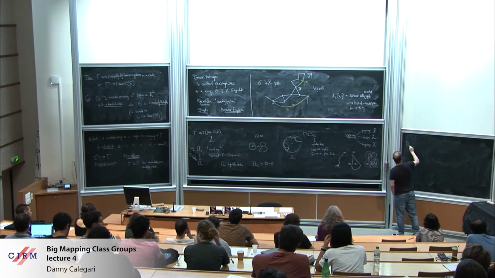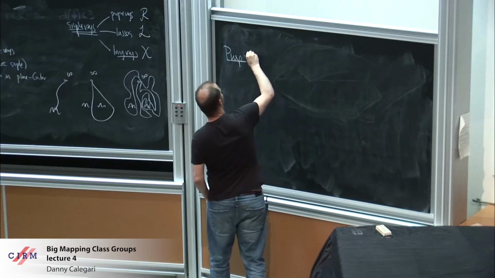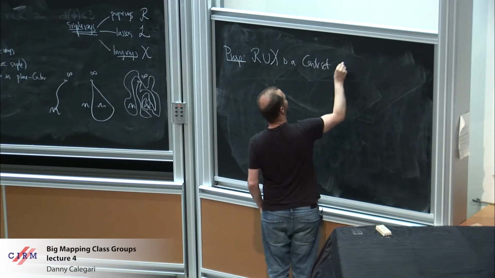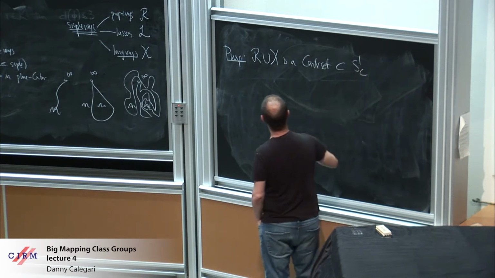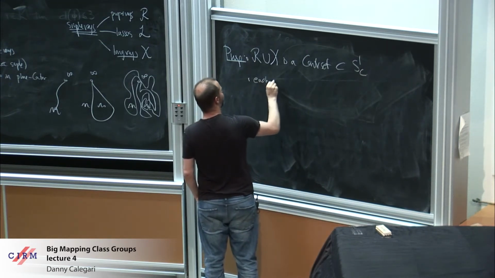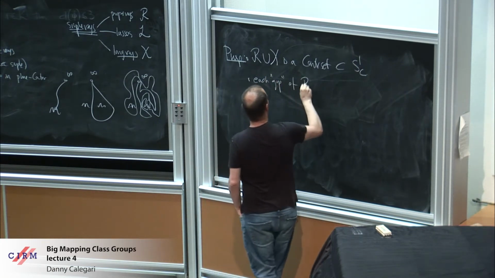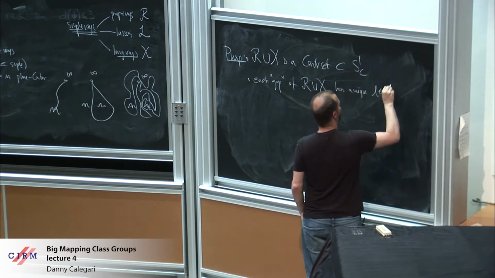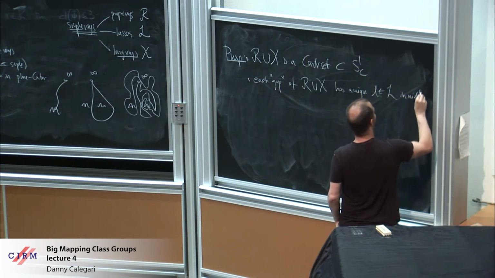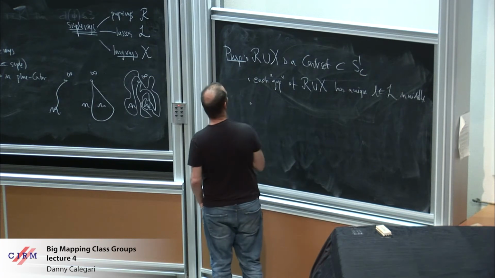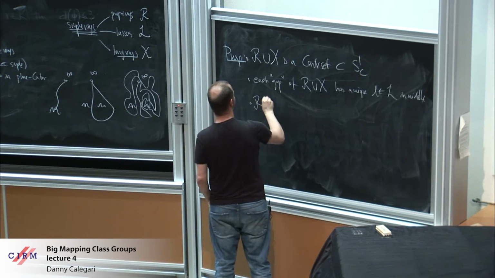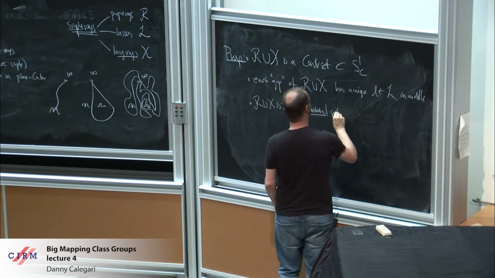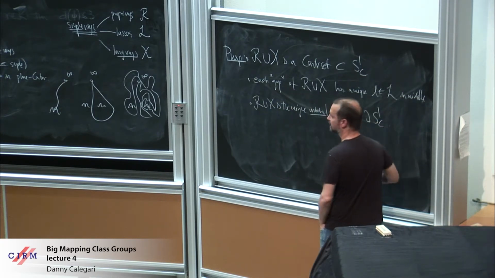So it turns out R union X is a Cantor set in this circle. Each gap of R union X has a unique lasso in the middle. And this set, I should say R union X, is the unique minimal set for the action of gamma on this circle.